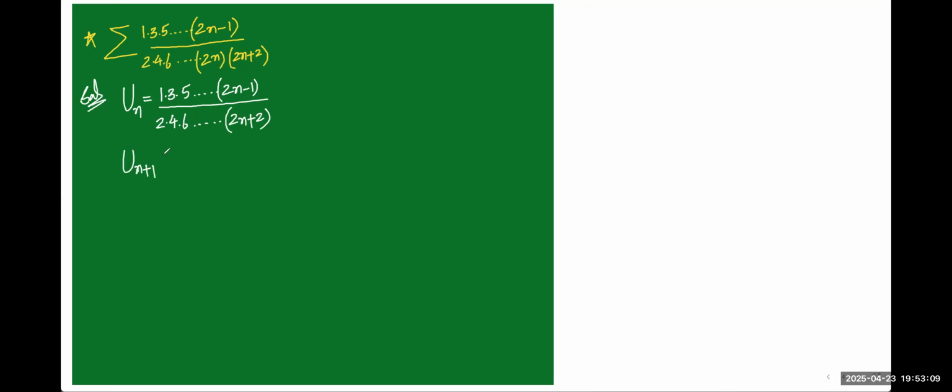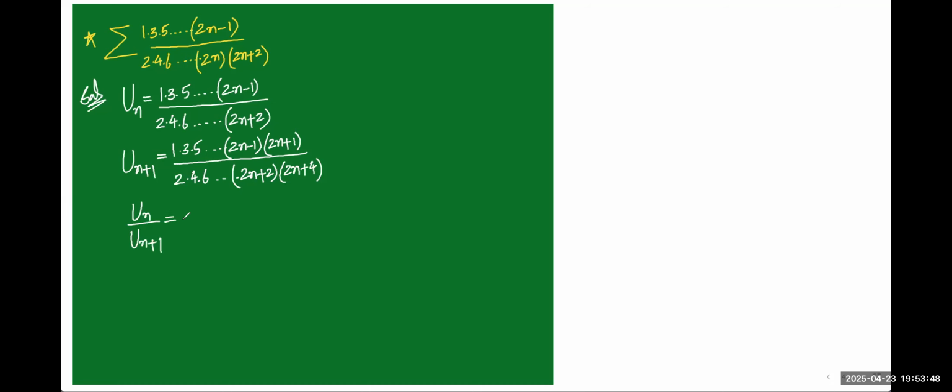So we find un plus 1 here. 1 into 3 into 5 and so on up to 2n minus 1, and its next term, if I replace n with n plus 1 in the numerator, will be 2n plus 1. The denominator, 2 into 4 into 6 and so on, has 2n plus 2, and its next term will be 2n plus 4 here. Next, we have to find un by un plus 1.